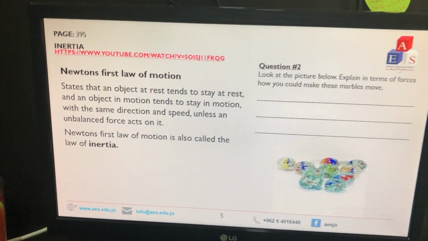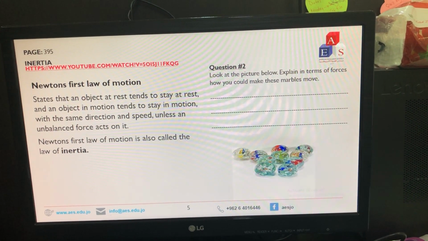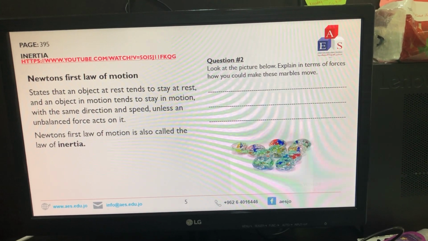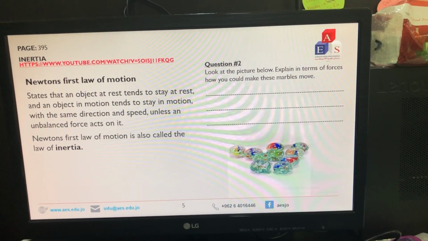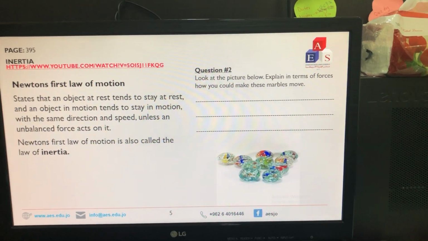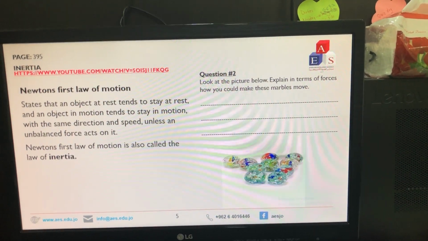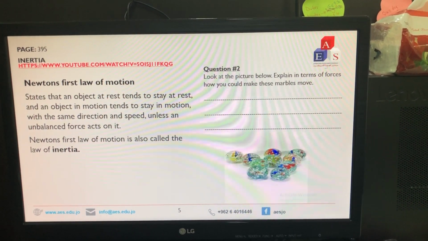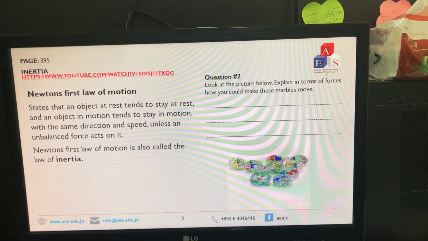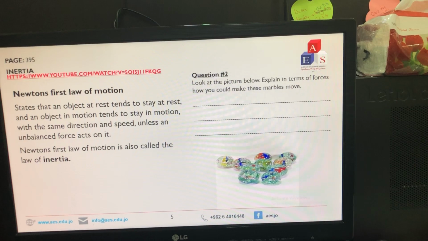Alright, now page 395, it talks about inertia, Newton's first law of motion. Now Newton's first law of motion states that an object at rest tends to stay at rest and an object in motion stays in motion unless an unbalanced force acts on it. Now, do you remember grade 6 when we talked about balanced forces? We said if forces are balanced, the object stays at rest. And we said, grade 6, if forces are unbalanced, that the object can move or it can change, right? This is what Newton's first law of motion states also. And we can also call it the law of inertia. So it can also be called, instead of Newton's first law of motion, the law of inertia.